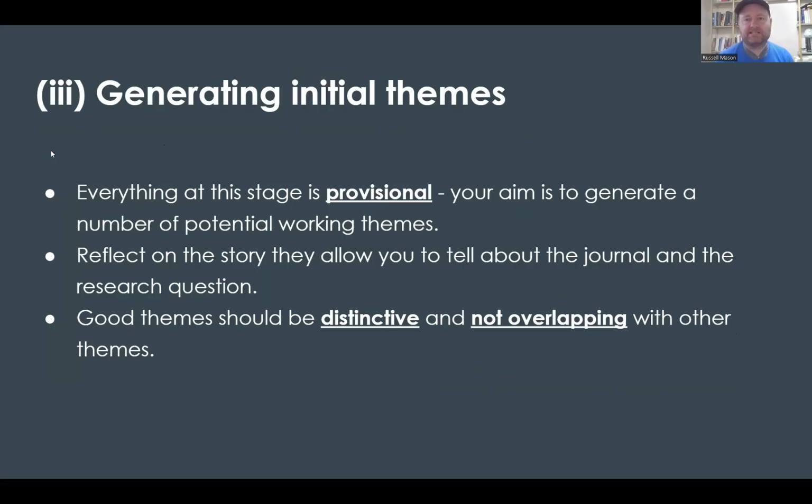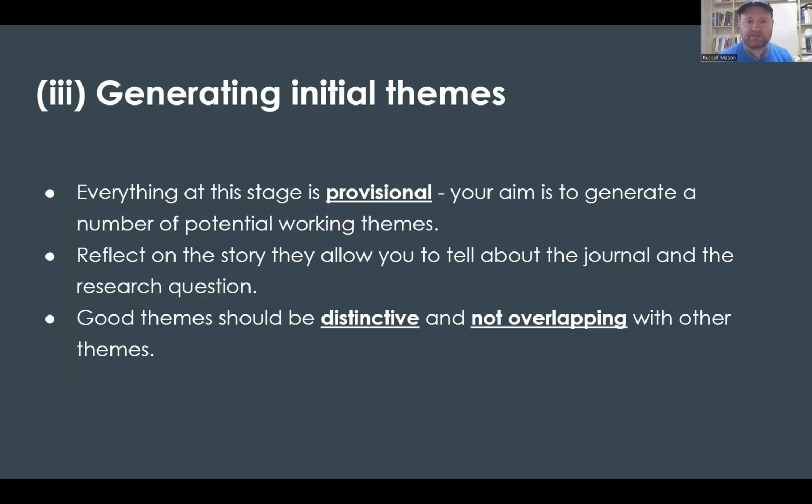Okay, everything at this stage is still provisional. So provisional means subject to change. So these are your initial ideas. You can develop them and change them in later stages. So your aim in this first stage is to generate a number of potential working themes.